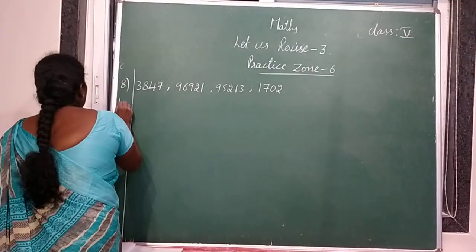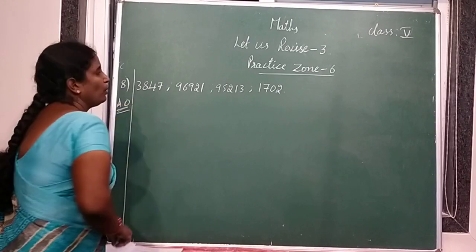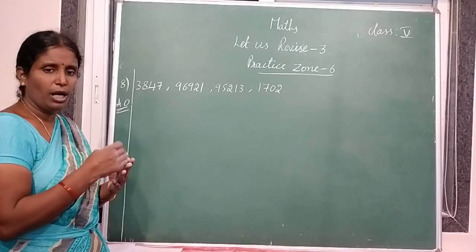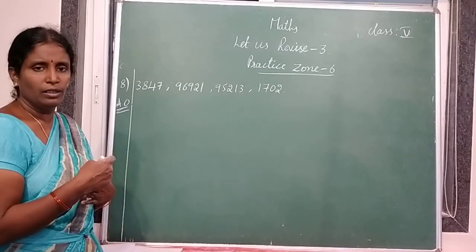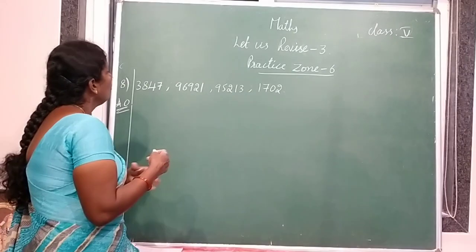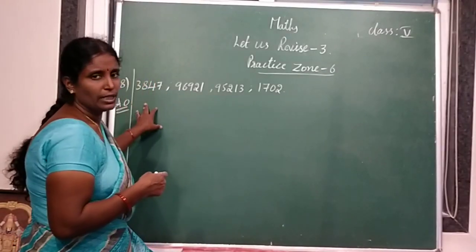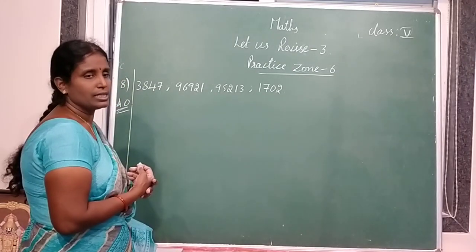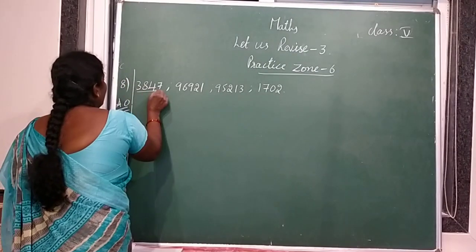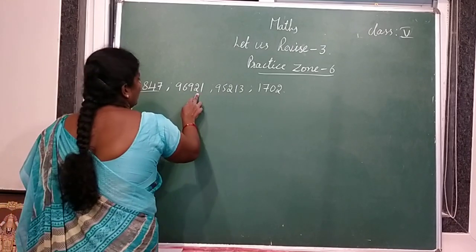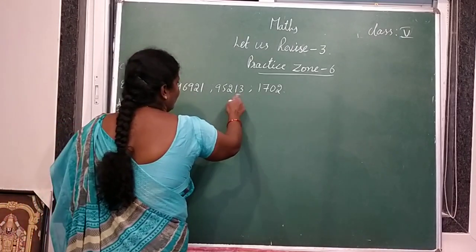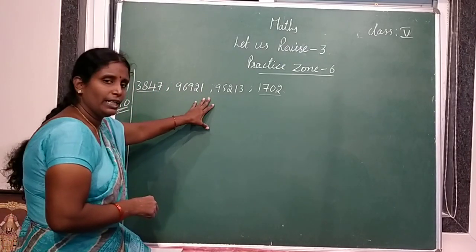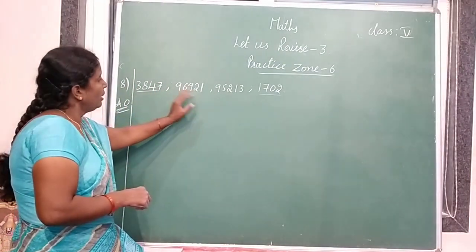To arrange in ascending order, first we have to find the smallest number. Ascending means small to bigger. To compare the numbers, first we have to count the number of digits. How many digits are there here? 4 and here 5, 5 and 4. So 4-digit numbers are there and 5-digit numbers also are there.